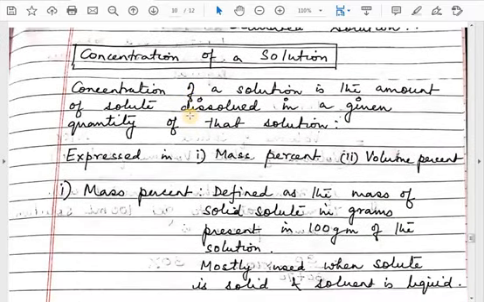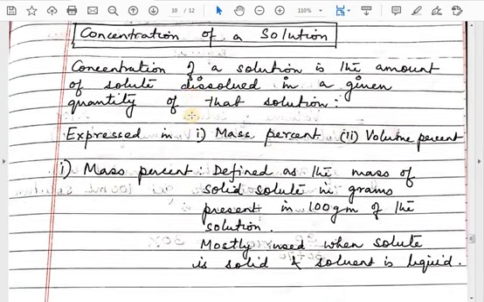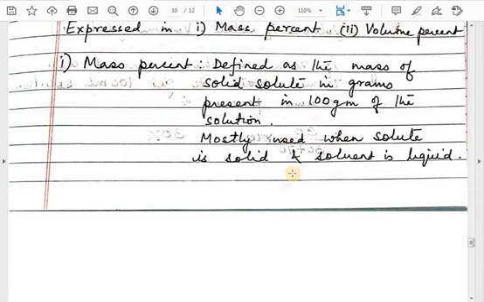Now, a very important but very easy part is the concentration of a solution. Concentration of a solution is the amount of solute dissolved in a given quantity of that solution. You can express it in terms of mass percentage and volume percent. Mass percent is defined as the mass of solid solute in grams present in 100 gram of the solution. It is mostly used when the solute is solid and the solvent is liquid.